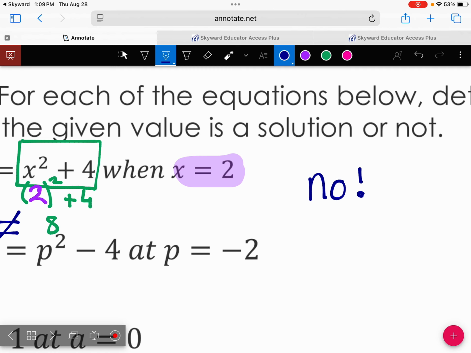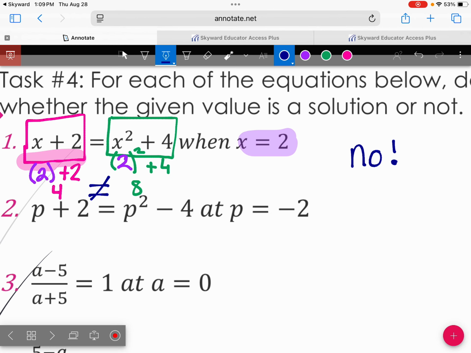Oh, they're equal. See what happens on the next couple. Number 2 is equal. Number 2 is really similar.